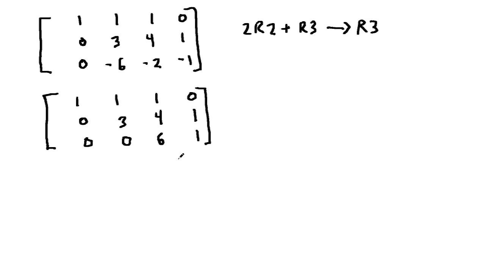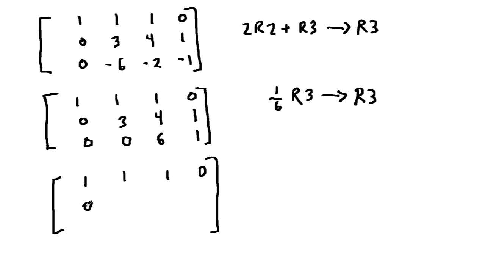Let's look at that third row. We want this coefficient 6 to be 1. So let's divide by 6. Divide the third row by 6. That'll give us our new third row. And this is what we get here.